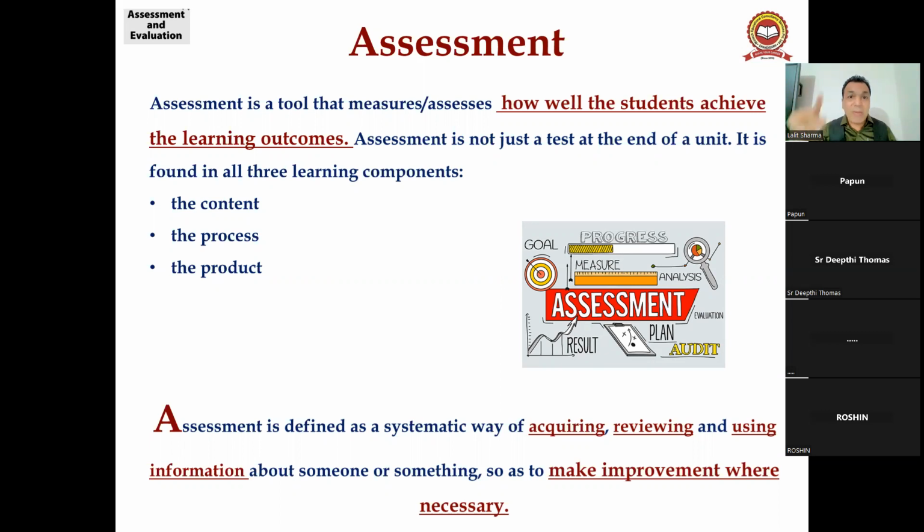Assessment is a tool which assesses the student's personality, the student's outcome of learning, and how well the student is going throughout a year. Are you getting? This is a very important tool. It is in the hand of the teacher. And guys, with the help of assessment, you can improve your teaching also, right? So this is very much important.